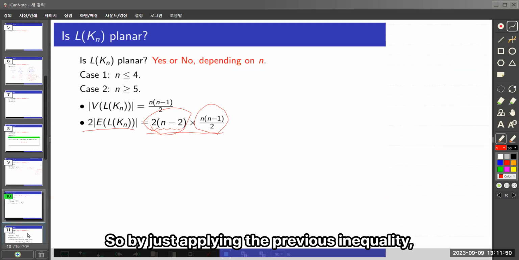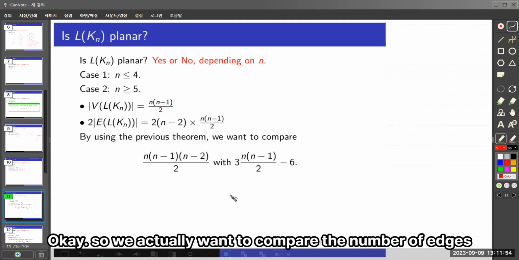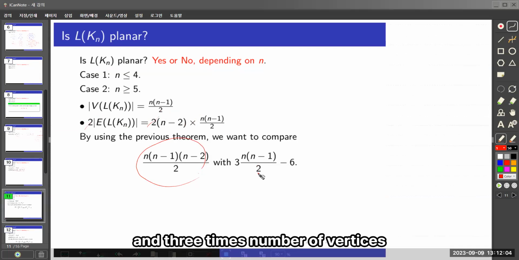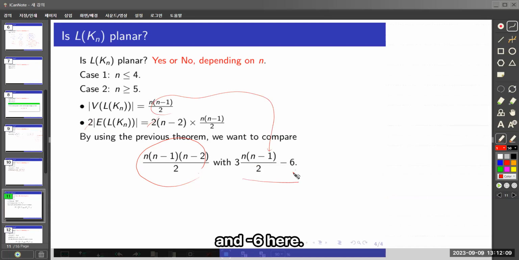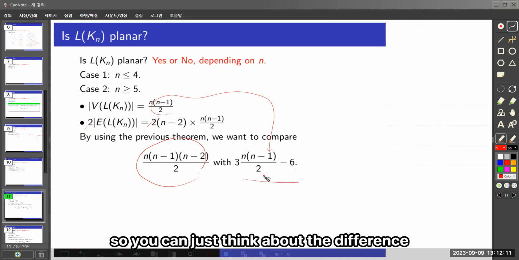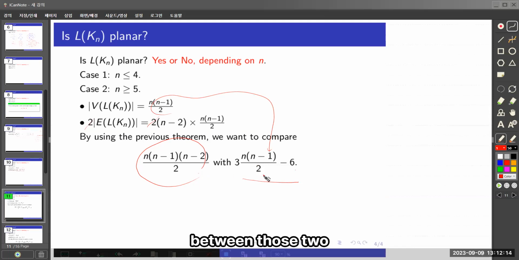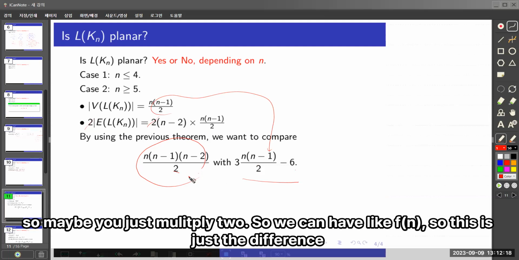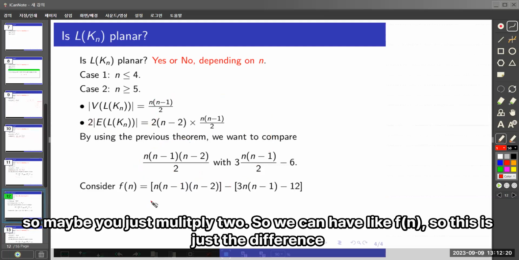So by applying the previous inequality, we want to compare the number of edges. So you want to divide by 2, so that's the number of edges, and 3 times the number of vertices minus the 6 here. You can just think about the difference between those two. But because there is a 2 on the bottom, maybe you just multiply by 2. So we can have something like f sub n. This is just a difference.